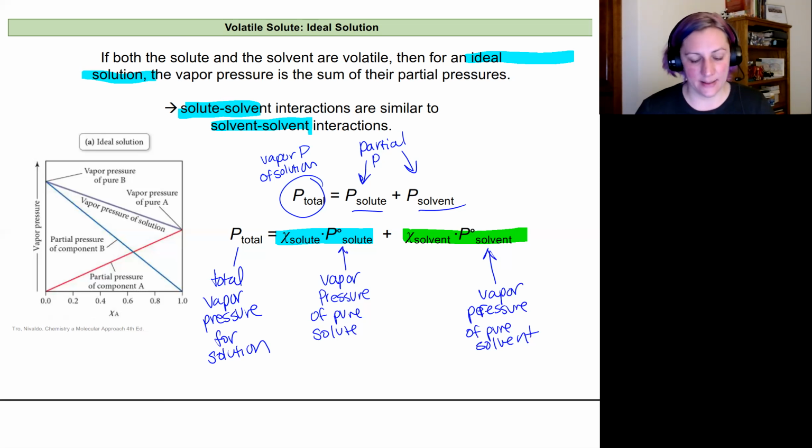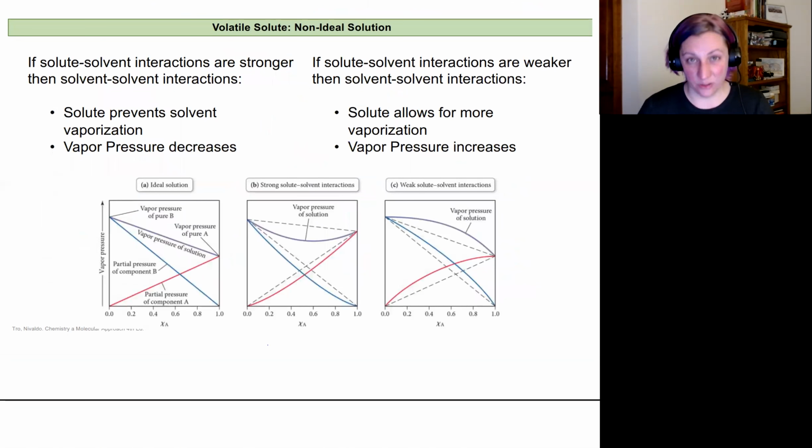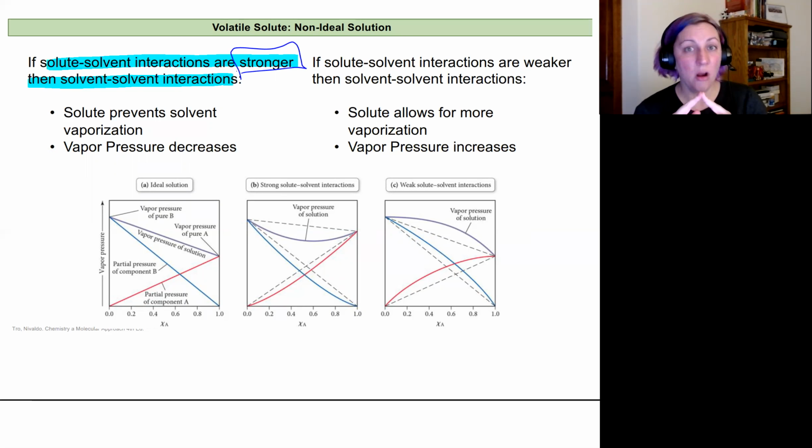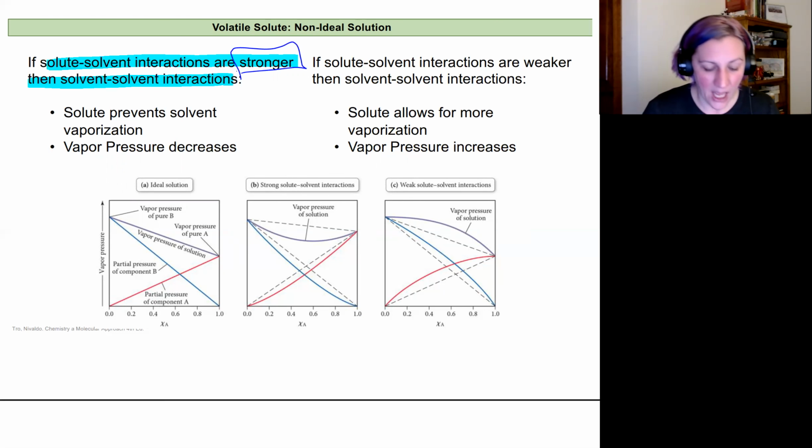That's not always the case. So in these non-ideal solutions, we've got two possibilities. First, we could have solute-solvent interactions that are stronger than our solvent-solvent interactions. And so in this case, the solvent is going to have more attractive forces between a solvent and a solute than between a solvent and a solvent, right? So the solvent particles are going to want to stick around those solute particles. And so it's going to actually prevent some of the vaporization that occurs from the solvent. And we're going to see the vapor pressure decrease.